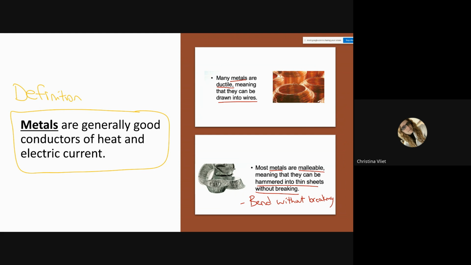Yay. So, three things you have to know about metals. They are very good at conducting both heat and electricity. They can be drawn into wires, and they can be bent without being broken. That's the word malleable. That's what it means. Are you malleable? Word of the day. And we know that most of the elements on the periodic table fit the properties of metals.